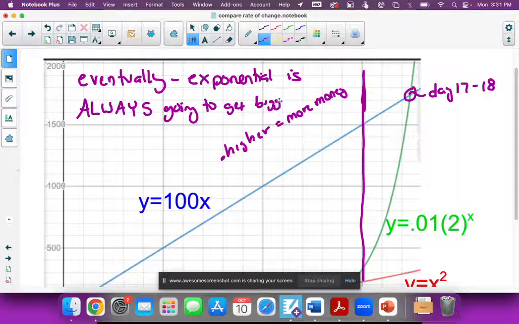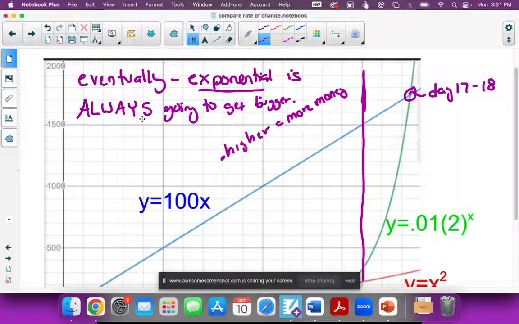Okay, just because of the way exponential functions work, even if you were making $1,000 or $10,000 a day on the linear function, eventually the exponential function is going to get bigger, period. So if you're ever shown 3 functions on a graph or anything like that, and you're asked which one is eventually going to be the biggest, the answer is always the exponential.